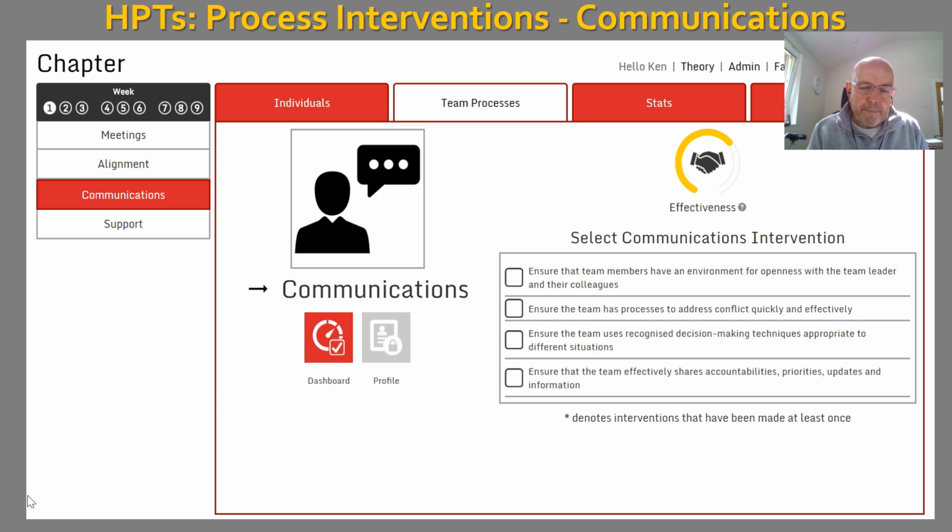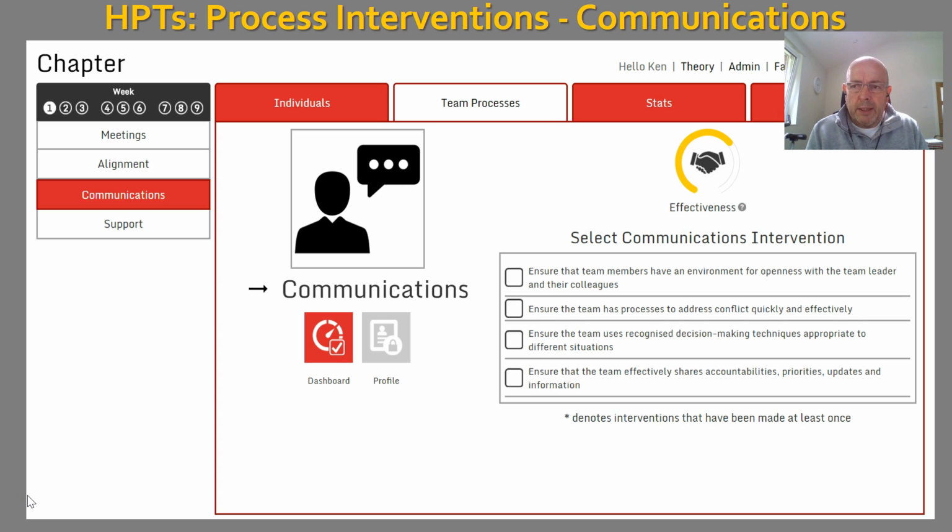And to just make it a little bit more real for you, this is our chapter High Performing Teams game, where you have to intervene with a fictitious team in terms of using the model. And if you take, for example, communications we've been talking about, the sort of interventions you're going to be looking at there is the environment for openness, the processes to address conflict quickly and effectively. Is the team using recognized decision-making techniques?